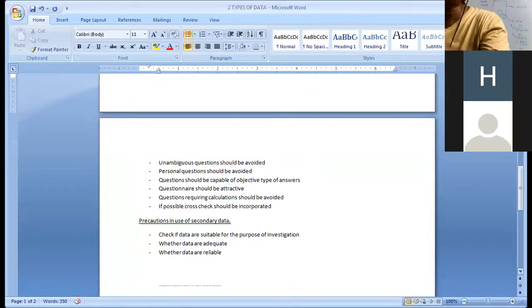Ambiguous questions should be avoided. Personal questions should be avoided. Questions should be capable of objective type answers. The questionnaire should be attractive, questions requiring calculation should be avoided, and if possible, a cross-check should be incorporated.